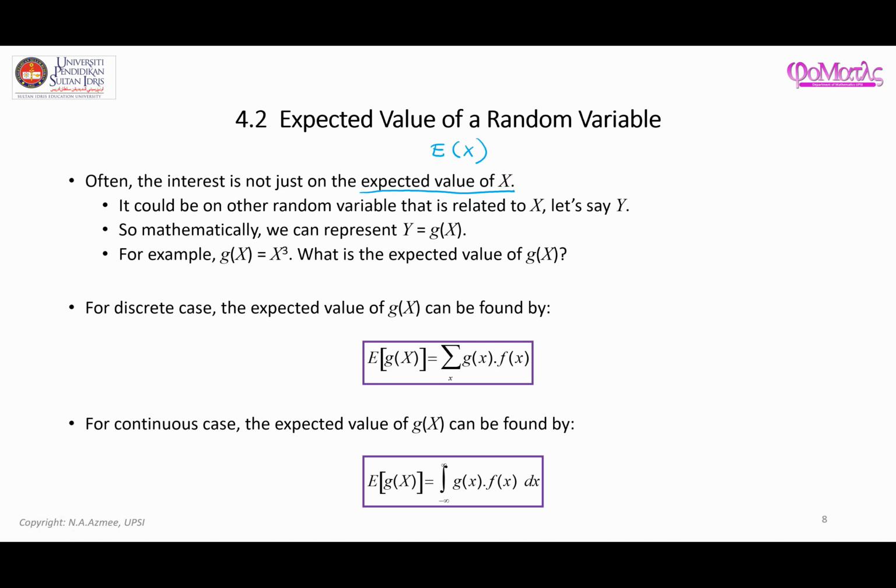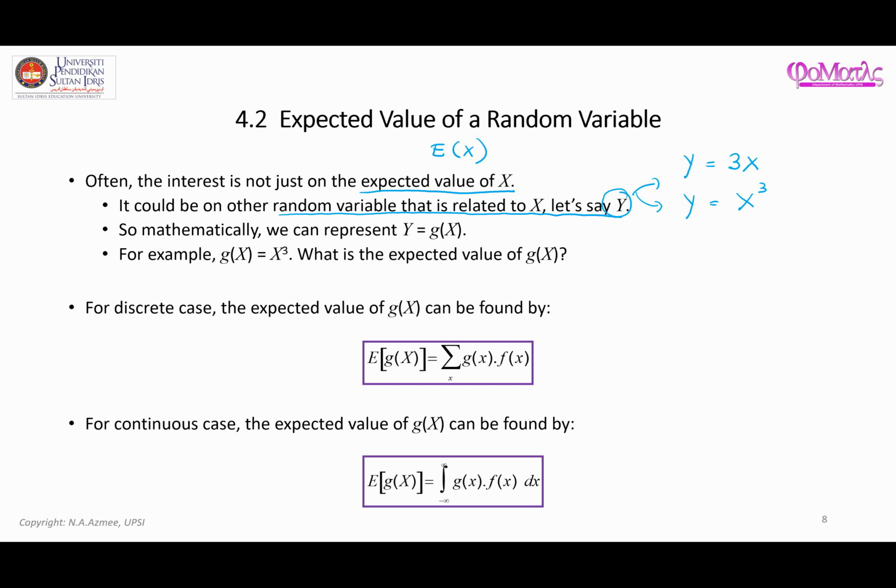In this video, I'm going to extend the idea of finding the expected value of X. Sometimes the interest is not just on finding E(X), but maybe we will be interested to find the expected value of another random variable that is related to X. Let's say Y. For example, what is the expected value of Y when Y is equal to 3X? You can see that Y here is related to X in this manner. Now, what if you want to find the expected value of Y when Y is equal to X cubed? These are examples of having another random variable.